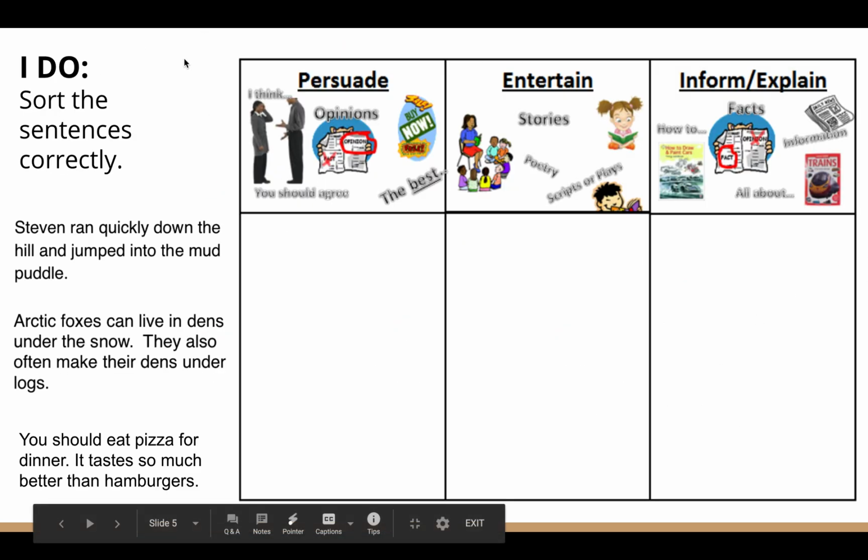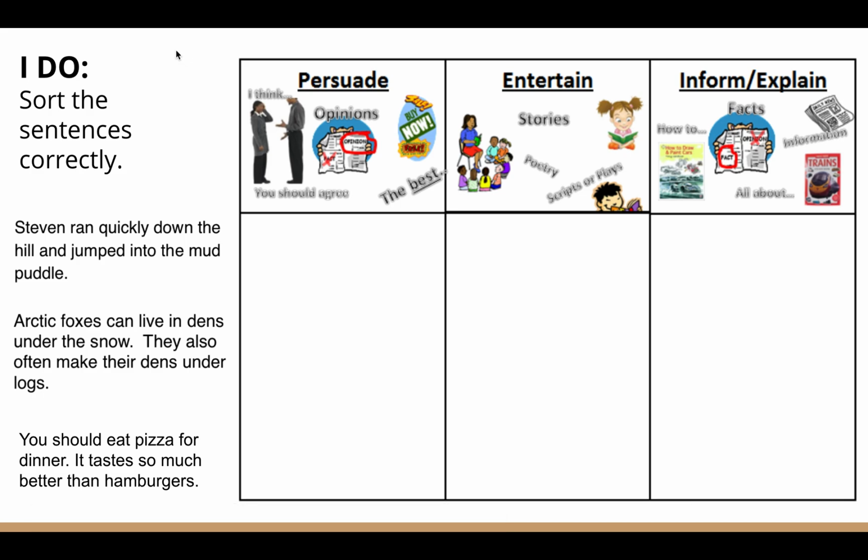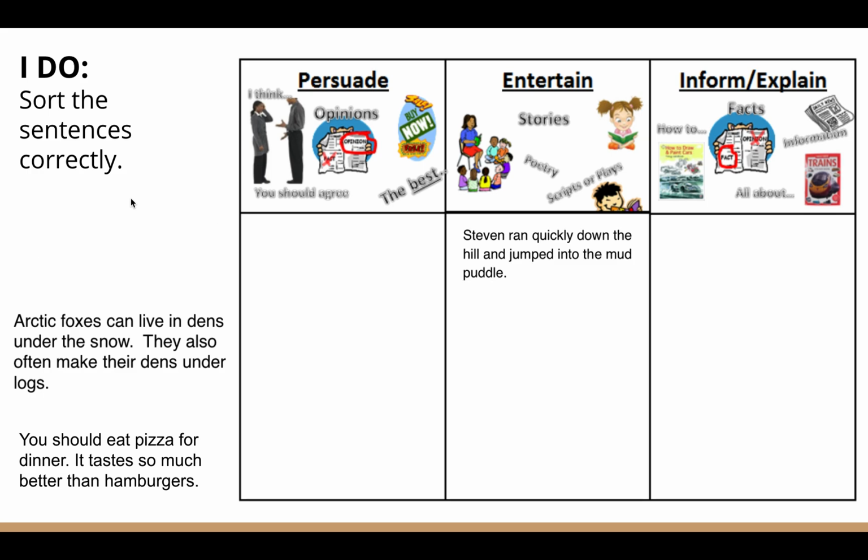So I'm going to sort these sentences based on the author's purpose. I'm going to read each of these and determine if the author's trying to persuade or convince me, if they're trying to entertain me, or if they're trying to inform or explain something to me. The first one says, Stephen ran quickly down the hill and jumped into a mud puddle. I see here that there's nothing trying to convince me. There's not any opinions in this first example. And it's not trying to teach me anything here. So that only leaves one author's purpose left, which is entertain.